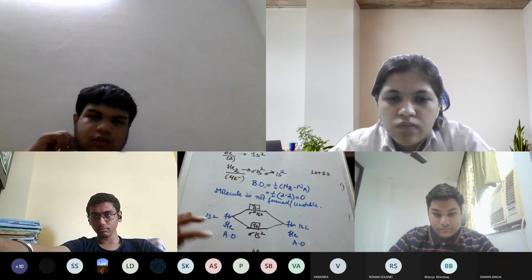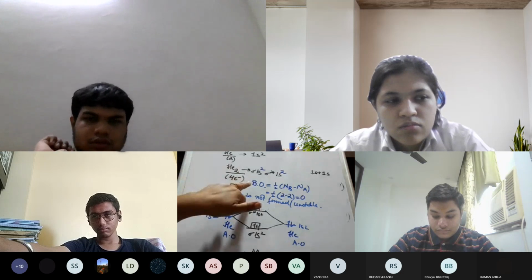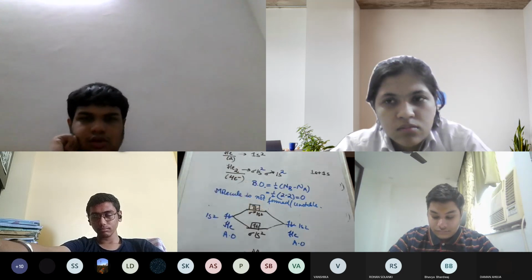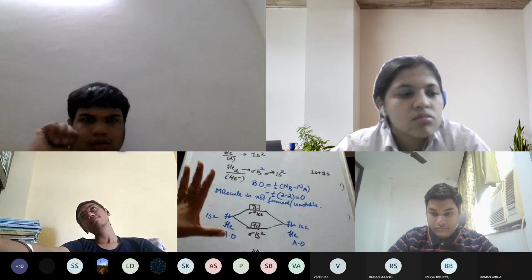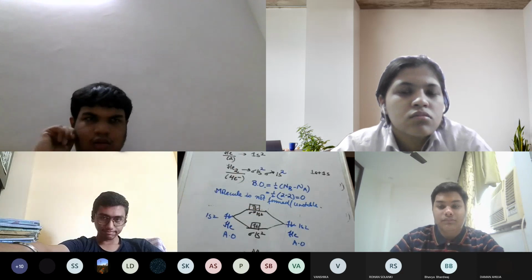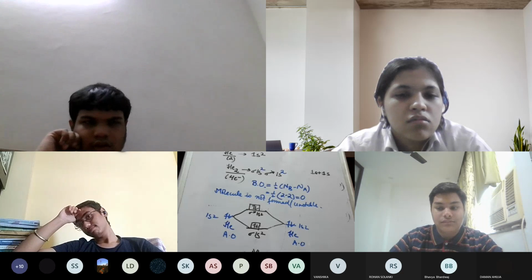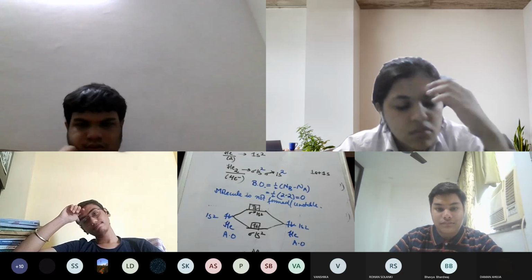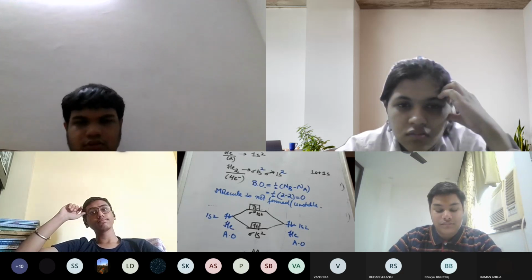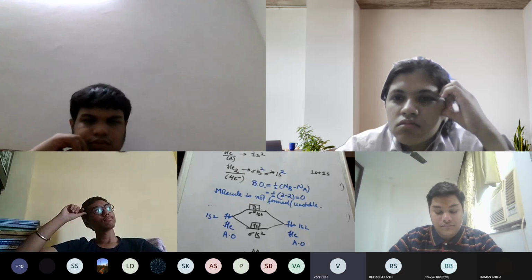So now I am explaining one more point. I have told you how to calculate the bond order. What is the importance of bond order? Then I have told you whether the molecule is paramagnetic or diamagnetic. What about the hydrogen molecule? Was it paramagnetic or diamagnetic? Diamagnetic.